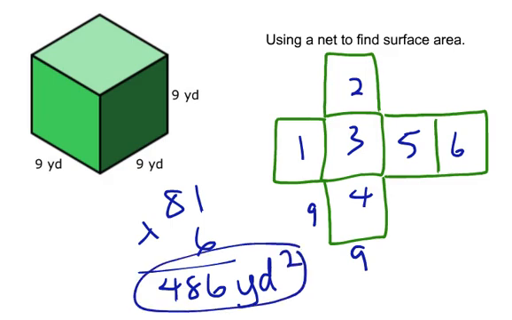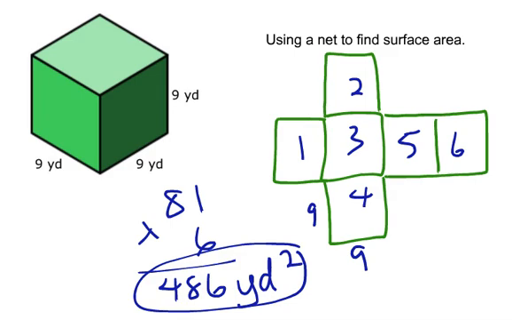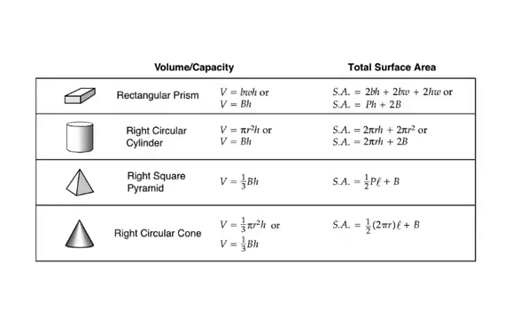So 486 square yards. So let's look back and see if we got that same answer on the other one using the formula, and we did. So whichever way is easier for you to understand, you can use the formula or you can use the net. I do want to show you that the formula is listed on the reference sheet, so again, you don't have to memorize it, so let me show you that. If you look on your reference sheet, the formula that we used was right here.